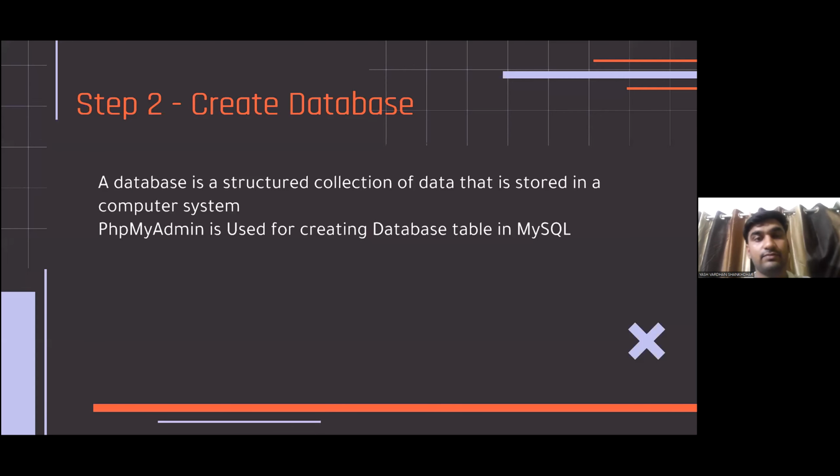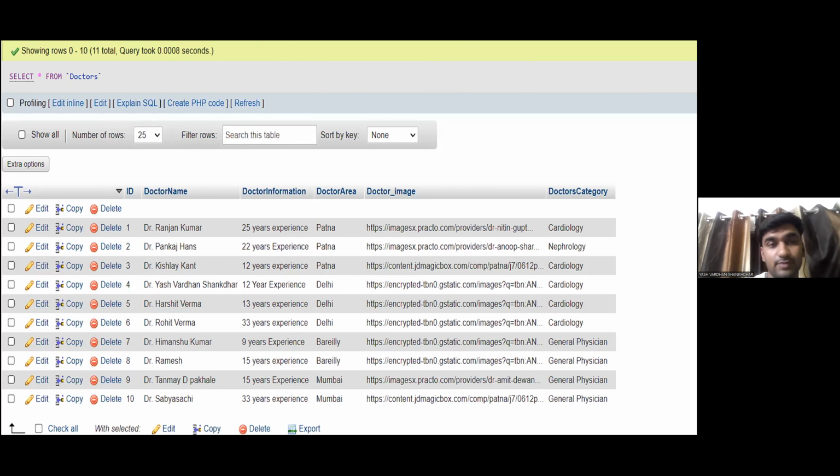Then we need to create a database in phpMyAdmin, which is a database management system. This database we need to fetch with the help of web services. This is an example of my database. It contains an ID, set as the primary key, and doctor's name, doctor information, doctor area, doctor image, and doctor category. In this database, we need to search by doctor area, doctor name, and doctor's category.